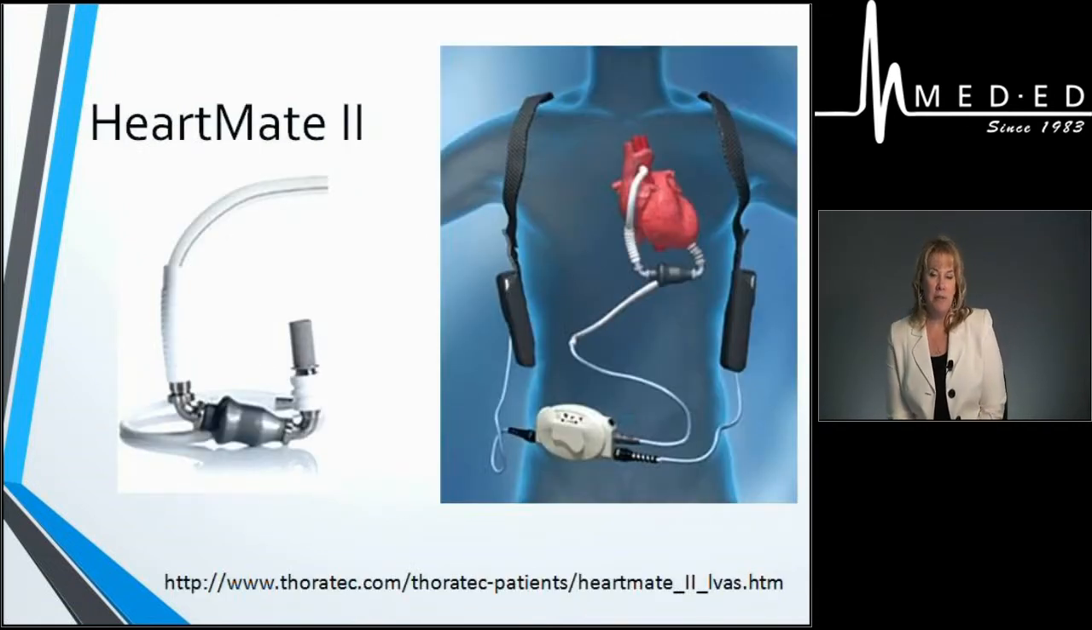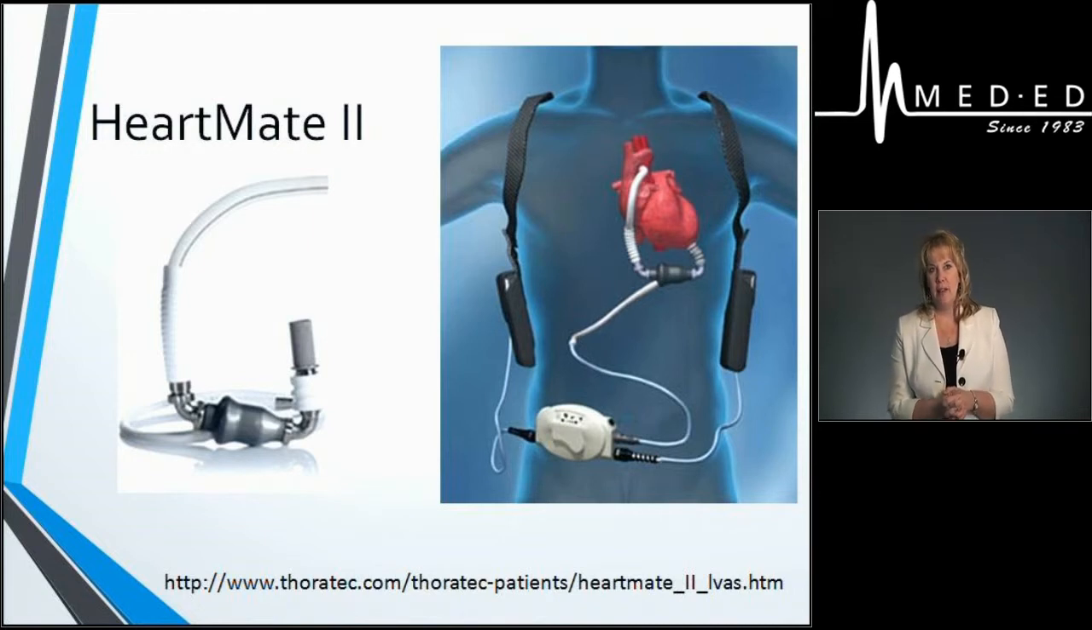Other types of ventricular assist devices include the HeartMate II, also developed by Thoratec, the same company. This is the next generation. The first generation was the HeartMate XVE, which was a pulsatile pump, a circular pump a little bit bigger than a hockey puck. And then the next generation is an axial flow.